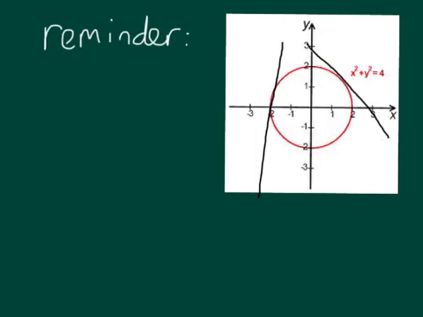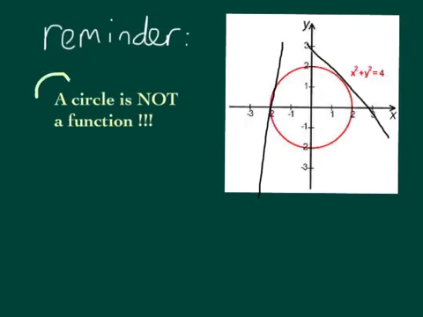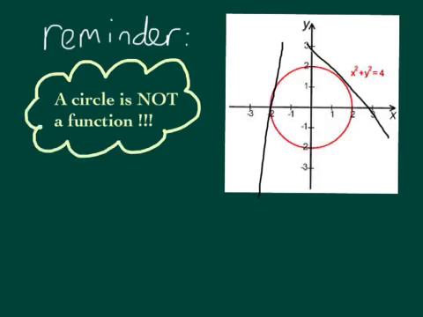circles. Now, I don't know if you remember, but a circle is not a function. Why is it not a function? Because it doesn't pass the vertical line test. We have one value of x with two values of y. If I was to put a vertical line through here, it would cross my circle twice. So copy down this reminder. Just sketch yourself a circle with an equation and write in big letters that a circle is not a function.